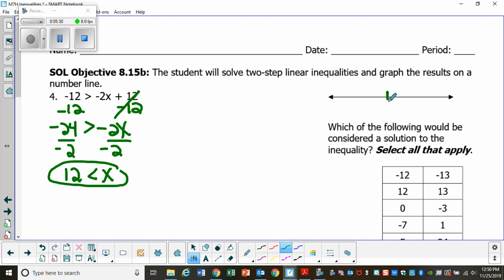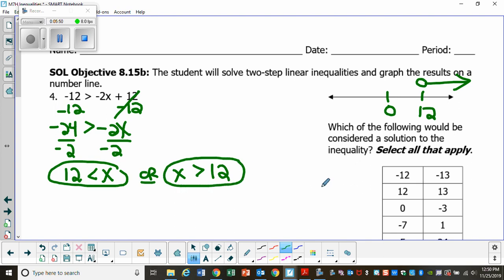So we're going to go over here. 12, open circle. And since the variable's not first, we can rewrite it. If we rewrite it so that the variable is first, we have to flip it again. So x must be greater than 12. That's going to be to the right.